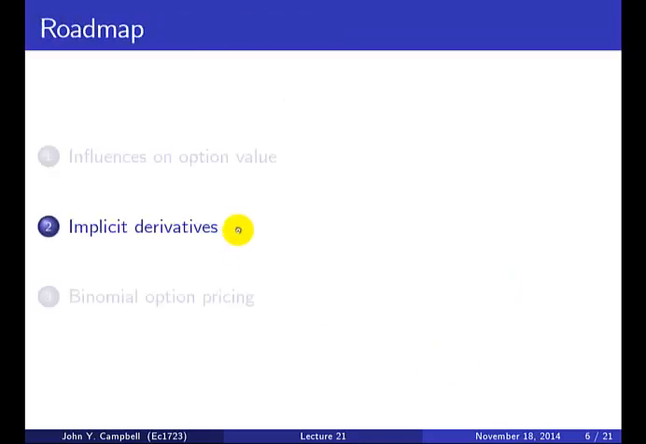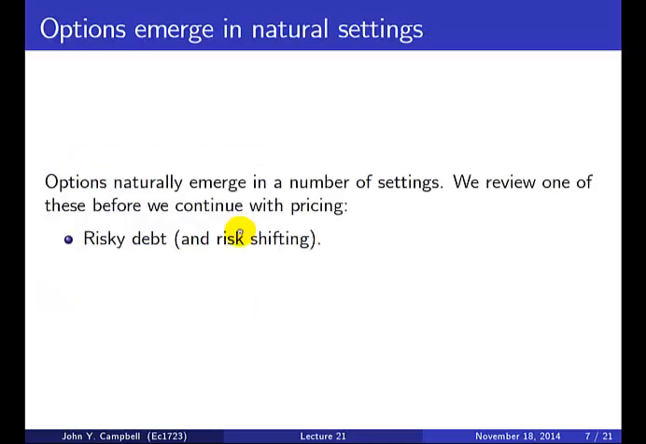Okay, let's go on to the second topic, which is implicit derivatives. The point I want to make is that options naturally emerge in a number of financial settings. Once you learn to see them, they pop out everywhere, and they're really very important. Now, we're going to review one of the most obvious settings before we continue with pricing. I'll do more in the lecture, but for now I'll just talk to you about risky debt and the accompanying issue of risk shifting.